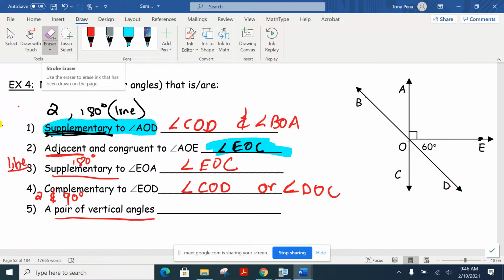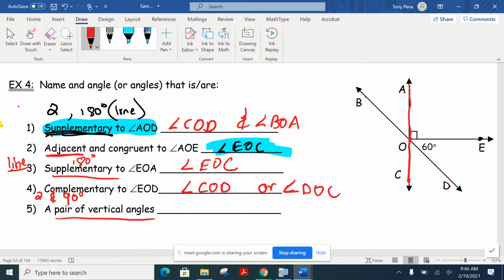AOC. So you're going to go from here to here to here. All right. That's a straight angle. So as a hint, a straight angle, we could never have a vertical angle because you can't have an angle across from like a straight angle.